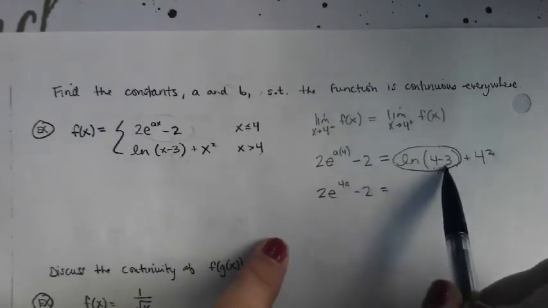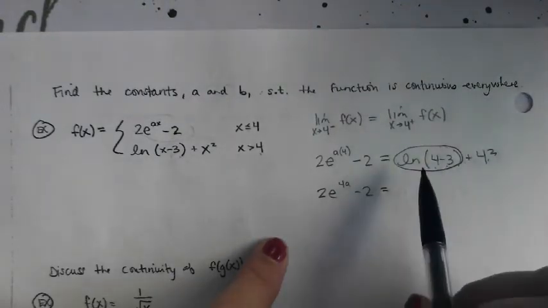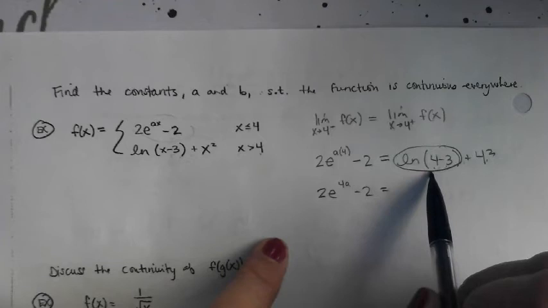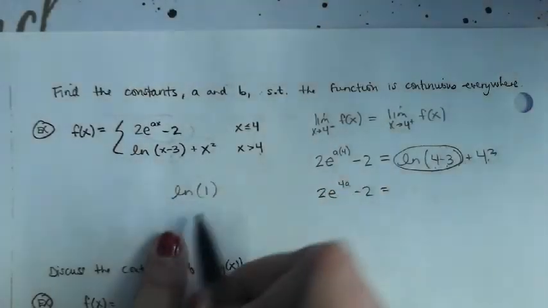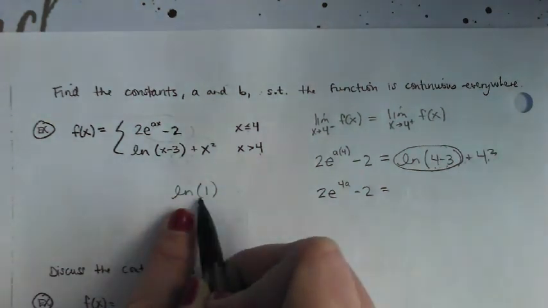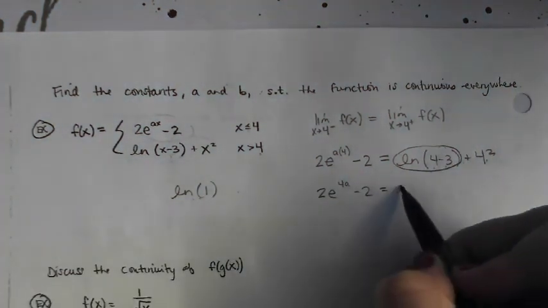The natural log of 1 is 0. 0 plus 16 is, oh no, the natural log of 1 is, oh yeah it is, natural log of 1. E to what power gives you 1? 0. So it's 0 plus 16, which is 16.